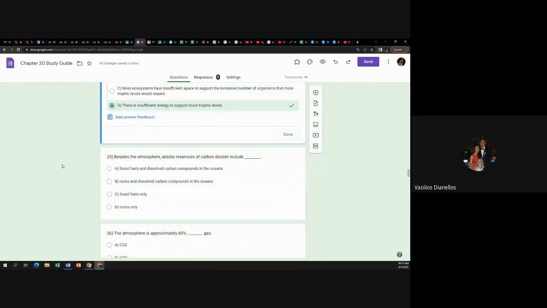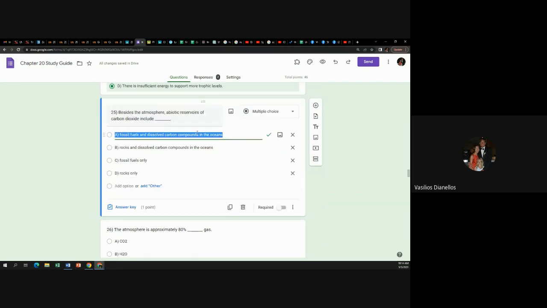All right, besides the atmosphere, abiotic reservoirs of carbon dioxide include what? And basically, we talked about this: fossil fuels and dissolved carbons in the ocean. If it's rocks that we're talking about, you should be thinking about phosphates. And it's not fossil fuels only, because it's also dissolved carbons in the ocean. So any questions about 25?